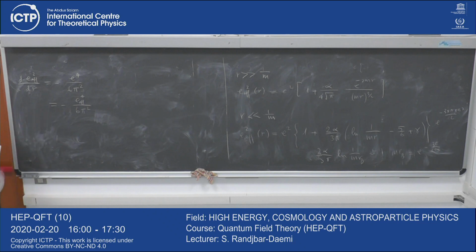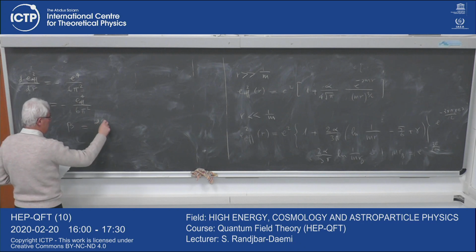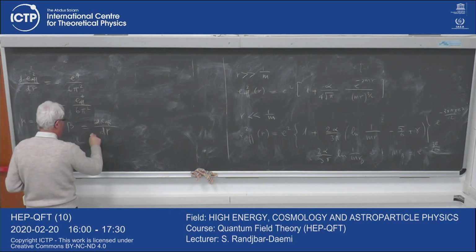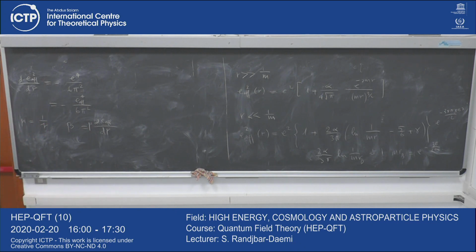Usually this equation is written in terms of the energy rather than distance. So if you change a variable from r to mu, which is 1 over r, and define beta, which is the logarithmic derivative of e effective by d mu.